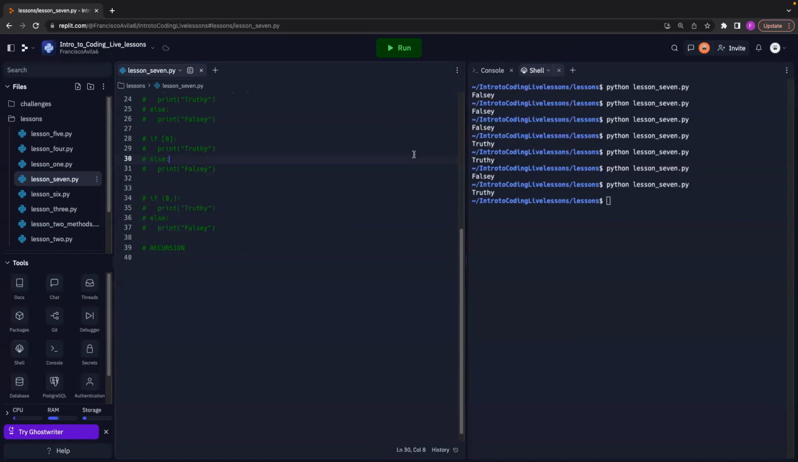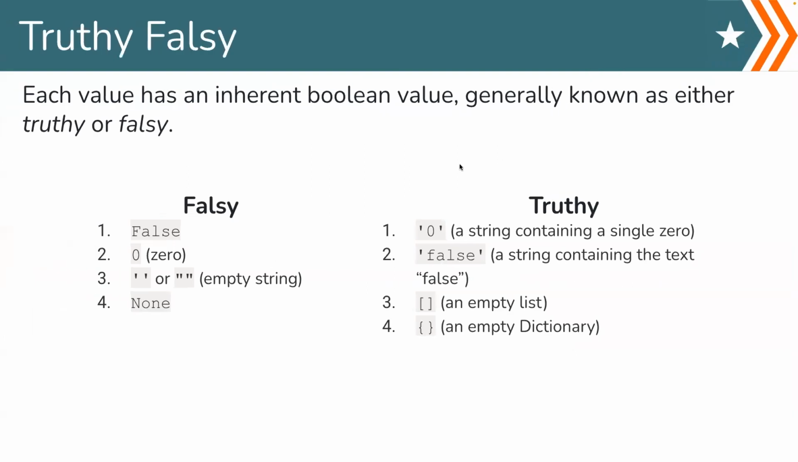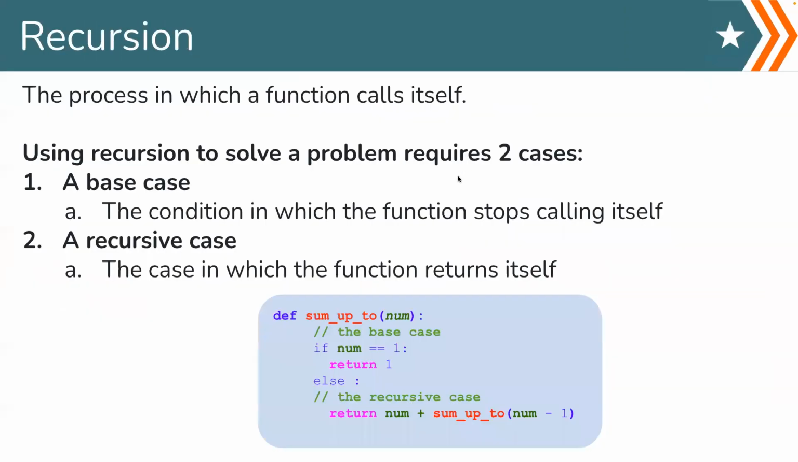Let's move on to recursion now. Recursion is a pretty useful tool, and it saves us from having too many loops inside of our code. Instead of having an extra loop, I could just call my function within my function. So it's the process in which a function calls itself.